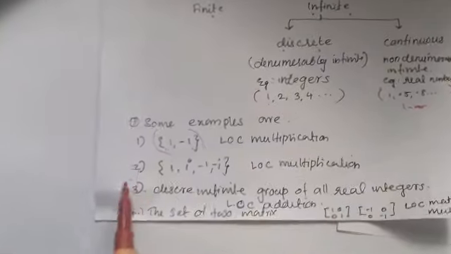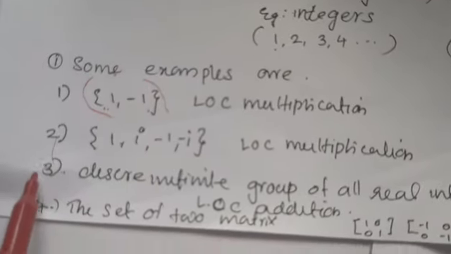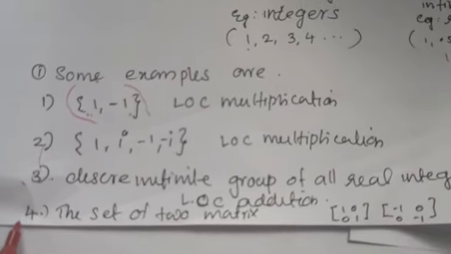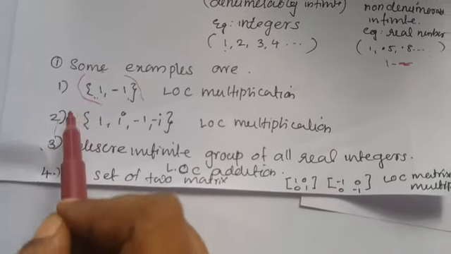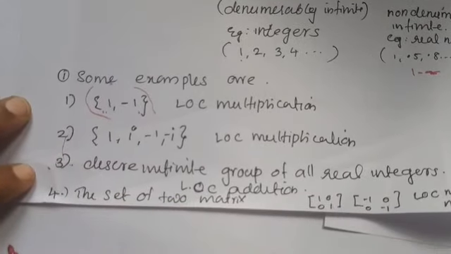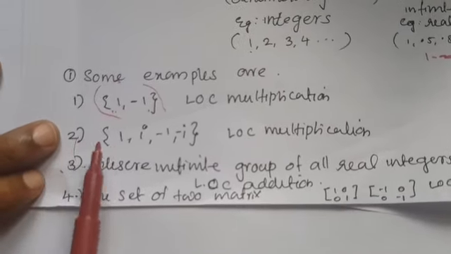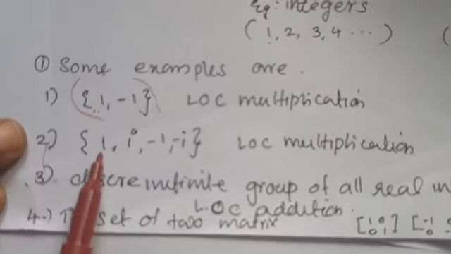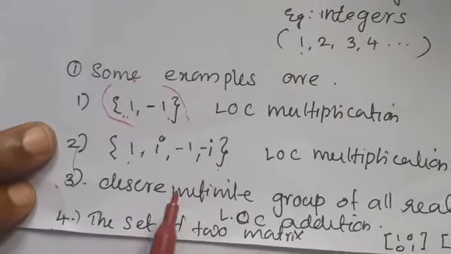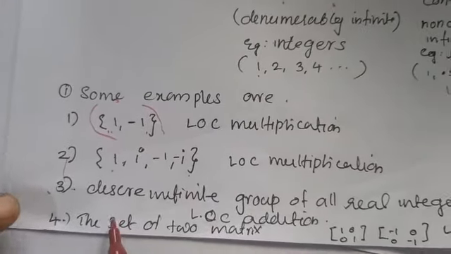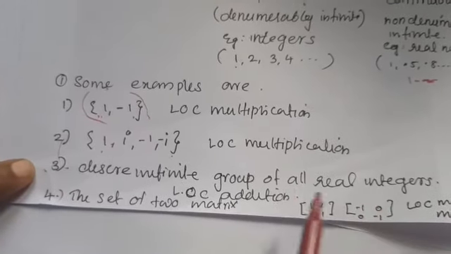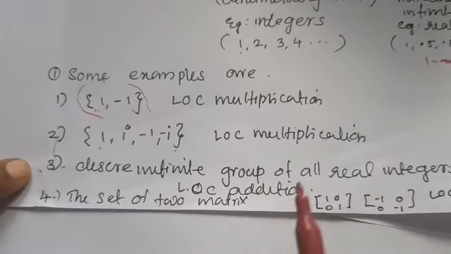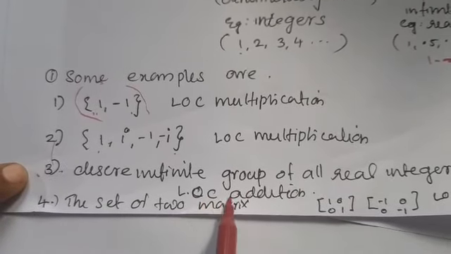So you have to check all these questions, question numbers 2, 3, 4, whether they are groups or not. The question number 2 is, in this group the elements are 1, i, minus 1, minus i. The law of combination is multiplication. Okay. Then the discrete infinite group of all real integers, just check for real integers. Here the law of combination is addition.